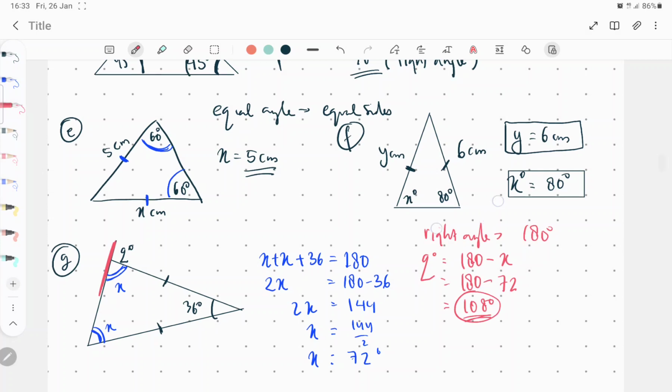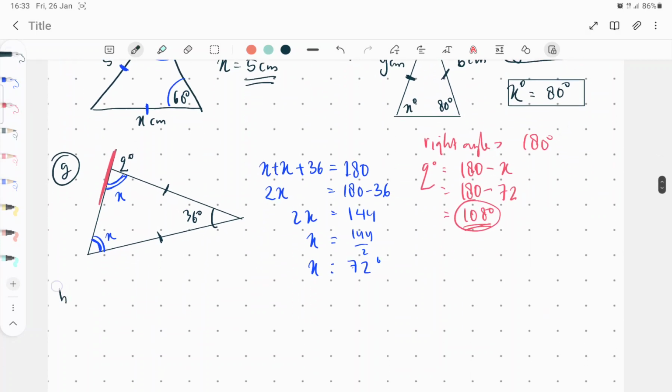Now let's do H. See, getting more complicated, but it's still understandable, and I hope you understand the explanation about this.